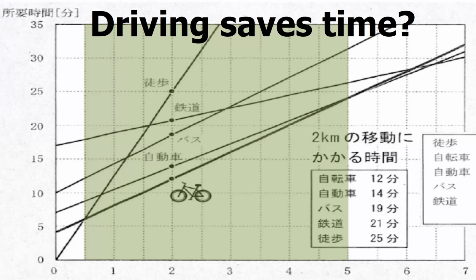Bicycles are actually the fastest mode of transportation. If you take a look at this, between 0.5 kilometers and 5 kilometers, bicycling is actually the fastest way to get around. Many people are shocked that I'm faster than they are around Okayama. Sometimes we go somewhere, they drive, I ride my bike, and I'm faster than them, and they're always shocked.